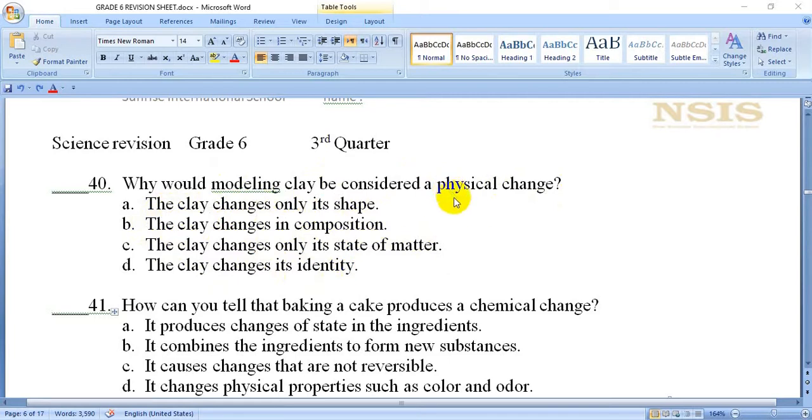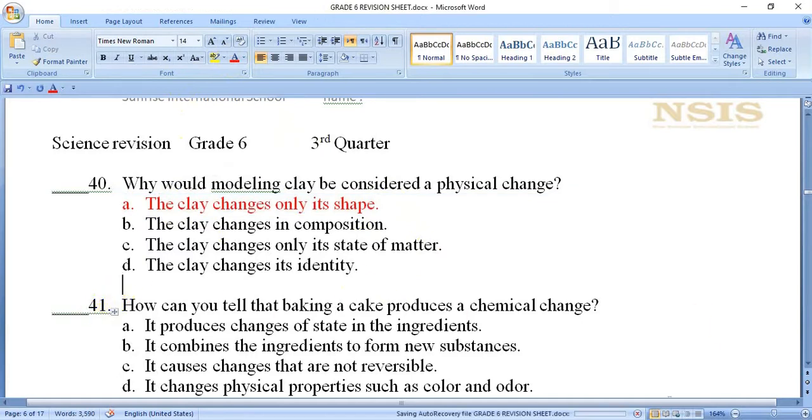As we know, any physical change doesn't change the composition and doesn't change its identity. So B and D will not be the answer. In letter C, the clay changes only its state of matter. Also no, because after modeling the clay it will stay the same, it will be solid, so no change in state. So the answer for this question would be letter A, that the clay changes only its shape.